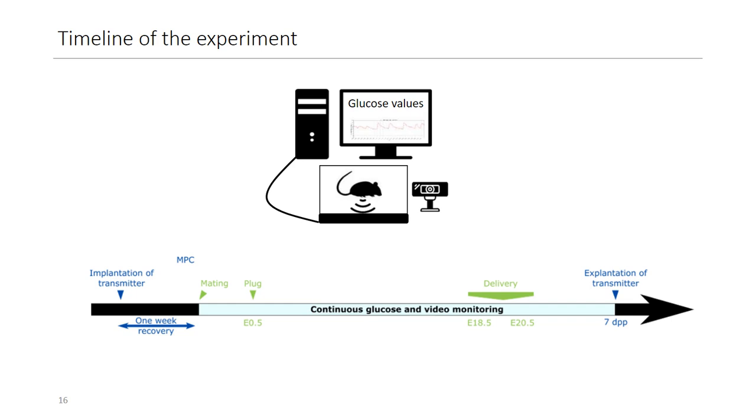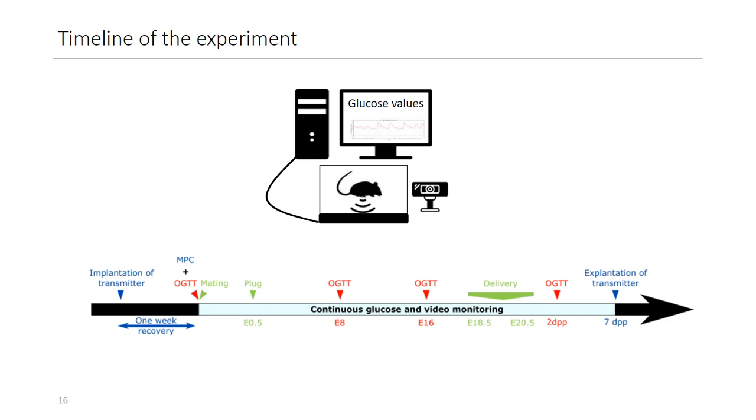During the full pregnancy, we monitor with continuous glucose monitoring, but we also placed a camera next to the cage, to which I will come later. And then up until 1 week after pregnancy, we keep on monitoring. At the end, we explant the transmitters and we check whether the transmitters were implanted in the correct position.